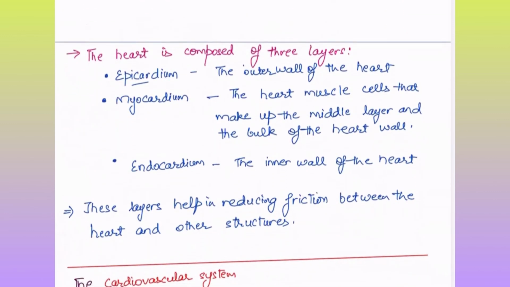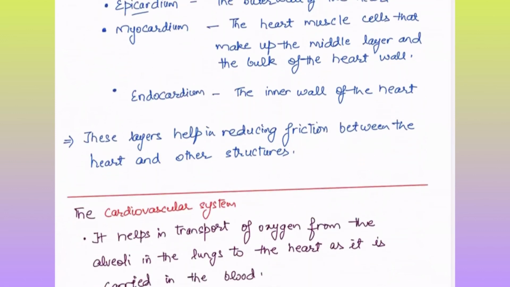The heart is composed of 3 layers: epicardium, the outer wall of the heart; myocardium, the heart muscle cells that make up the middle layer and the bulk of the heart wall; and endocardium, the inner wall of the heart. These layers help in reducing friction between the heart and other structures.